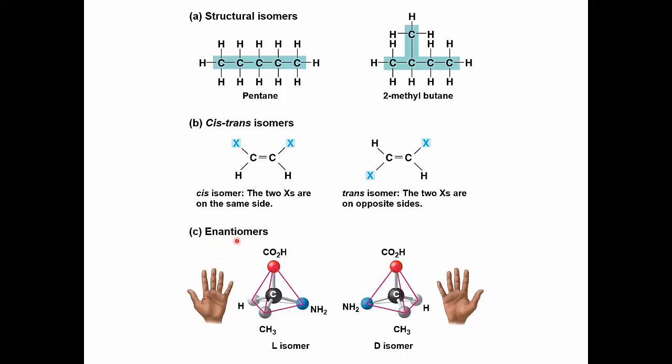And then enantiomers, this is basically like a mirror image type isomer. It's the same chemical structure, but it's like your left hand versus your right hand. They have the same structure, but they're mirror images of one another. So these may not seem like major differences, but these cause massive effects as you move up the biological hierarchy.